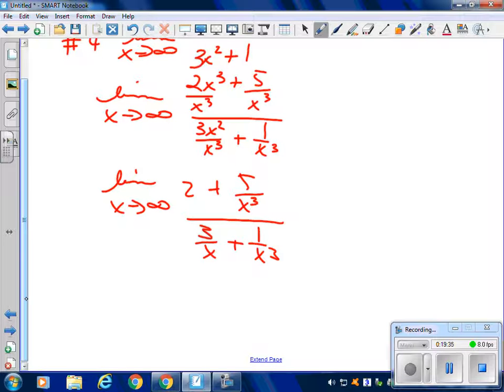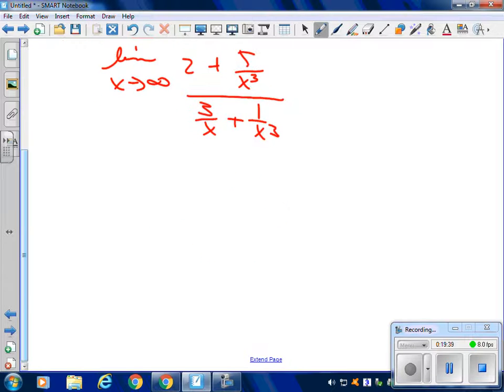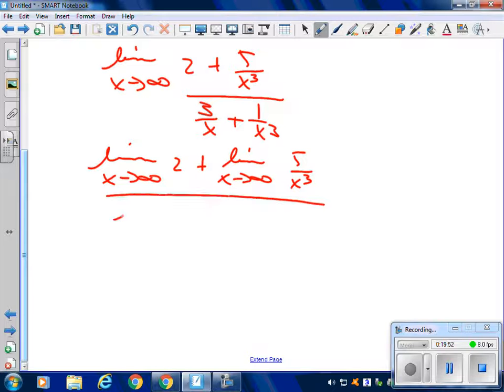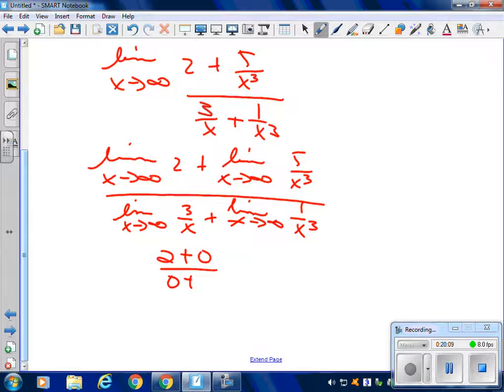Obviously, all the ones that have x in the denominator are going to be 0, right? But we got to show that work because that's part of it. So the limit as x approaches infinity of 2, plus the limit as x approaches infinity of 5 over x to the third, over the limit as x approaches infinity of 3 over x, plus the limit as x approaches infinity of 1 over x cubed. So this is 2 plus 0 over 0 plus 0.